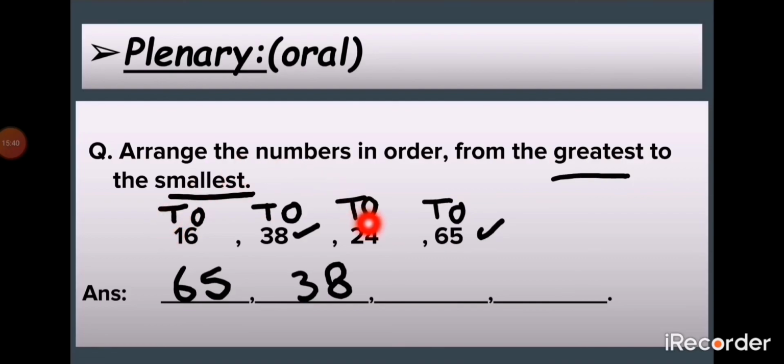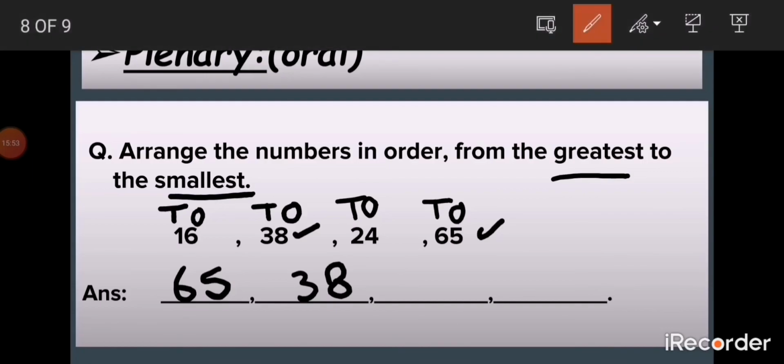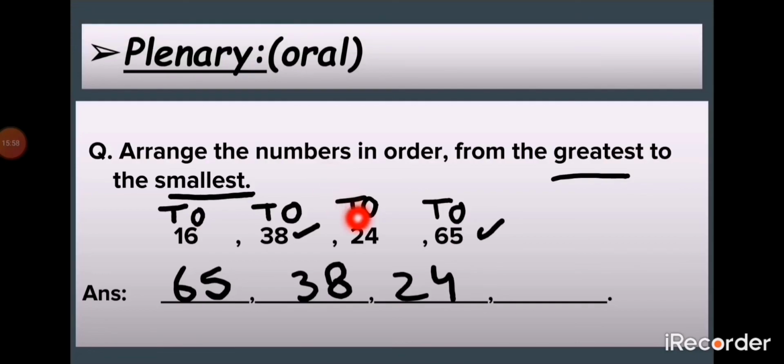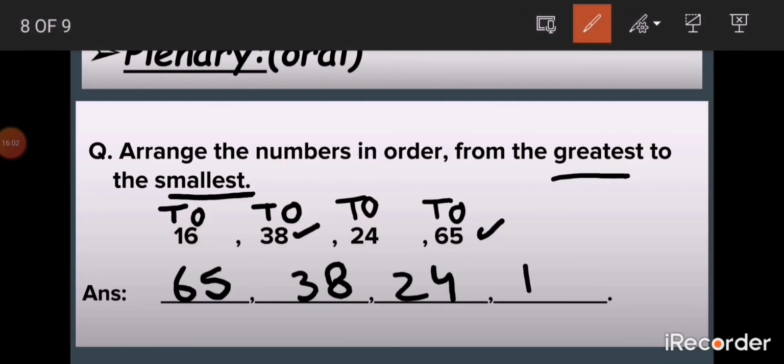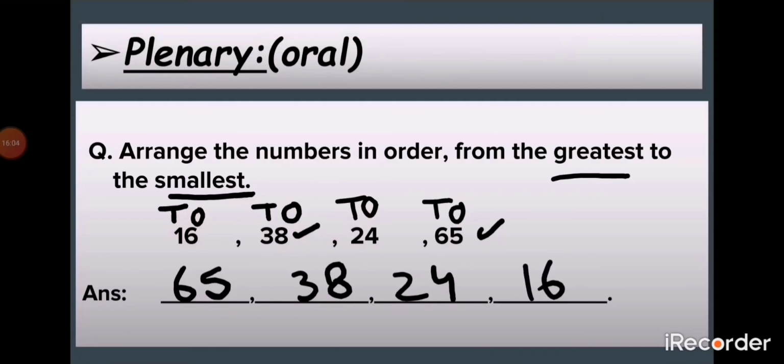Now we have 2 numbers left, 16 and 24. Compare these 2 numbers. Which one is the greatest? 1 ten or 2 tens? Yes, 2 tens is greater than 1 ten. So I'm writing 24 here, because 24 has 2 tens. Now the last one is 16. It has 1 ten and 6 ones. So the smallest is 16 and the greatest is 65.